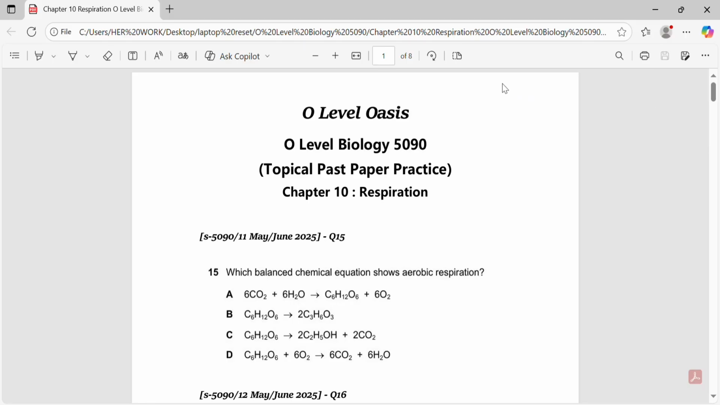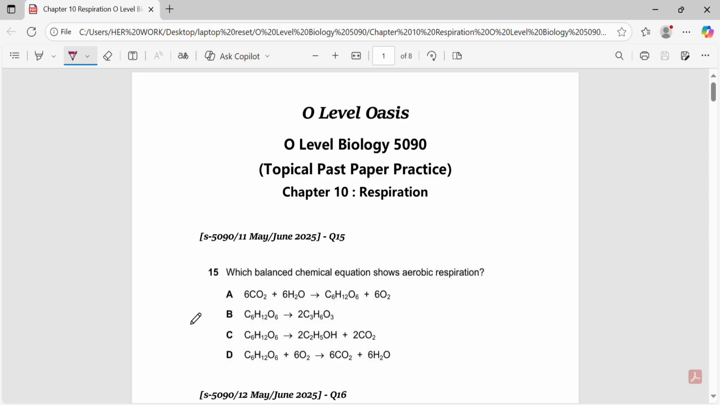The question asks, which balanced chemical equation shows aerobic respiration? The options given include equations for photosynthesis, anaerobic respiration, and one for aerobic respiration. To solve this, we first recall what aerobic respiration actually is. It is the process in which glucose reacts with oxygen to release energy, producing carbon dioxide and water as waste products. So we simply look for the equation that has glucose and oxygen on the left side, and carbon dioxide and water on the right side.